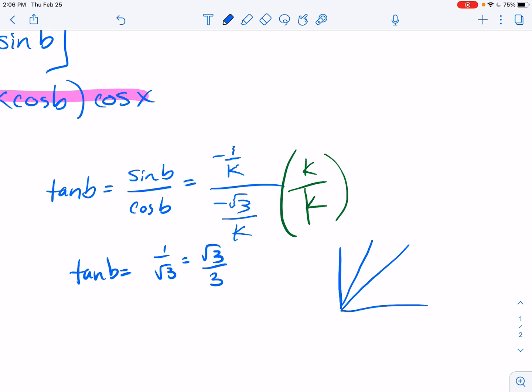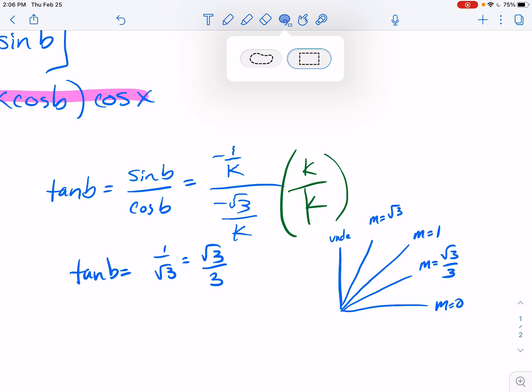And if you remember, with tangent I'm looking at slope, and this is when slope was 1. Here, slope is undefined. Here is slope equals 0. One of them is root 3, the other is root 3 divided by 3. Root 3 is a bigger number than root 3 divided by 3, so that's a steeper slope than this one. So what we find is that we want this angle right here on the unit circle, which is pi over 6.